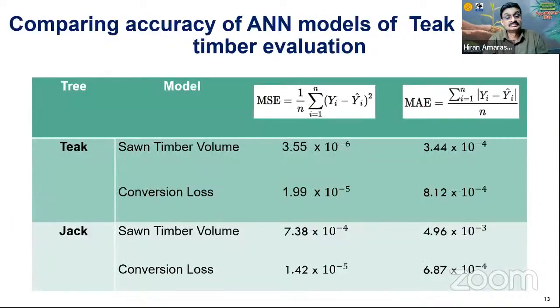At the end of my research, I will compare the network performance between teak and jack trees by mean square error and mean absolute error. This table shows those measurement values. According to the lowest error measurement, we can say that the network has given more accurate results for jack trees.